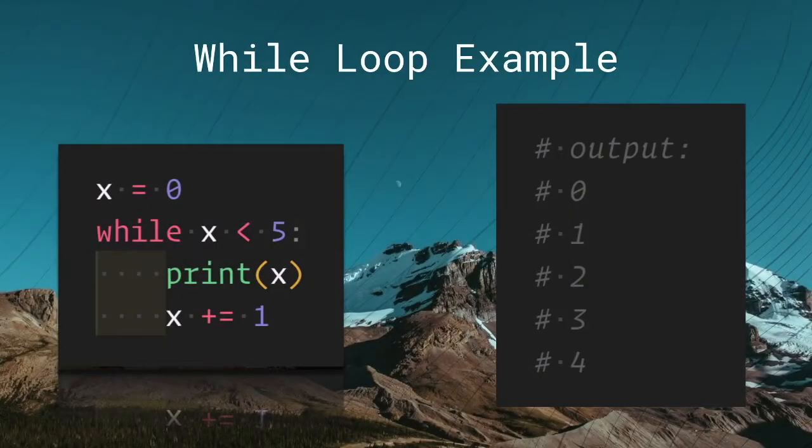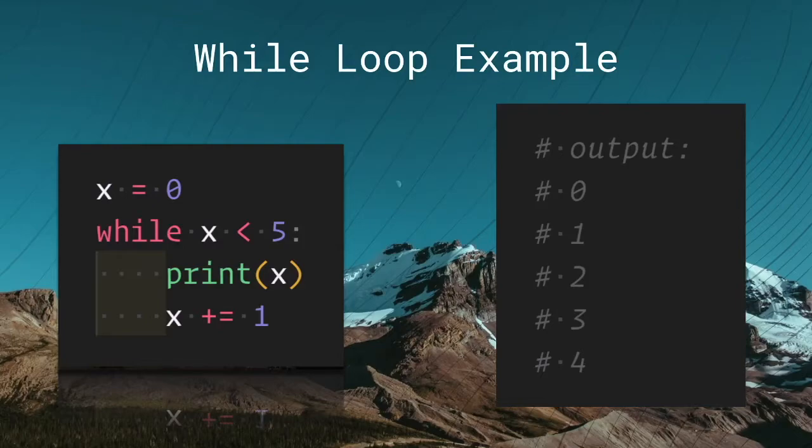In this example, we have the while loop on the left-hand side and the output it generates on the right. This example would read, while x is less than 5, print x. Then add 1 to x and try again. These are the steps that the example would take.